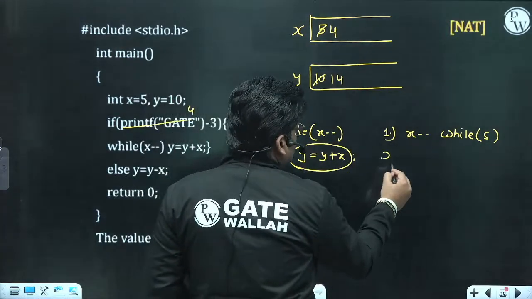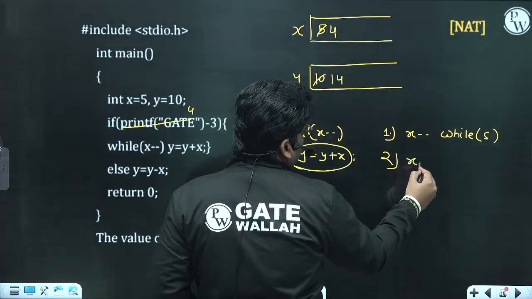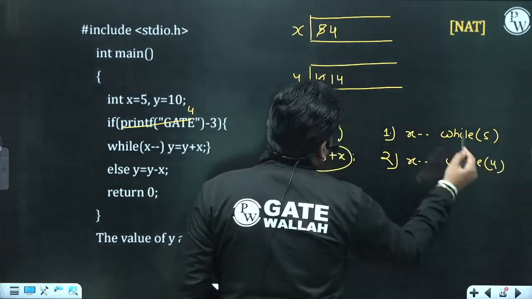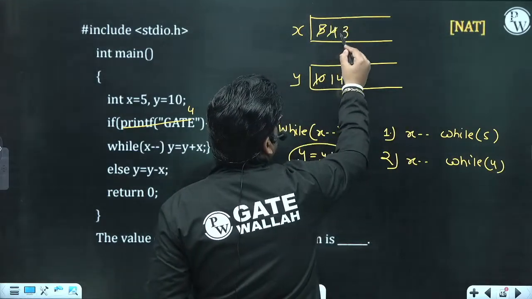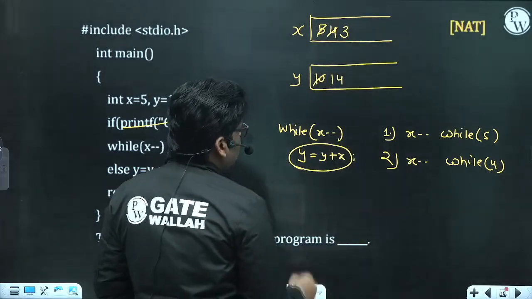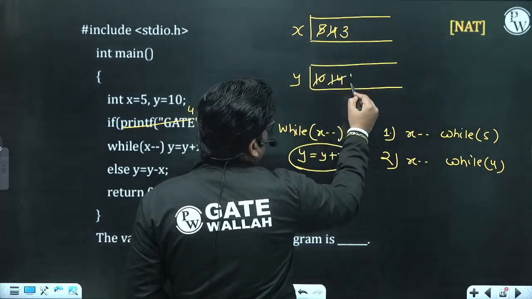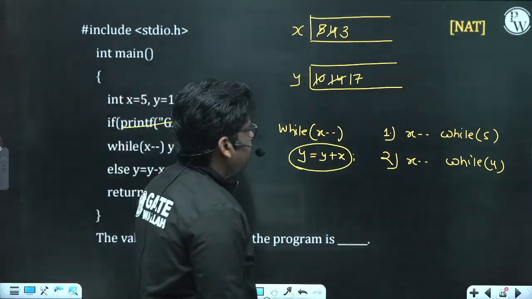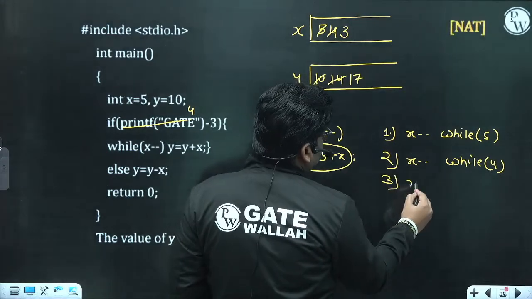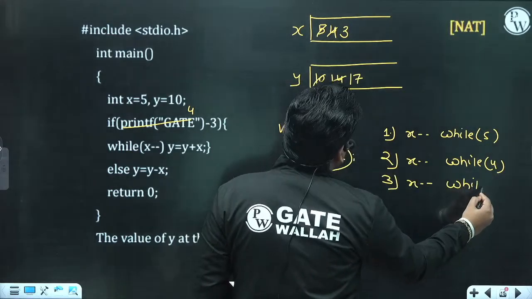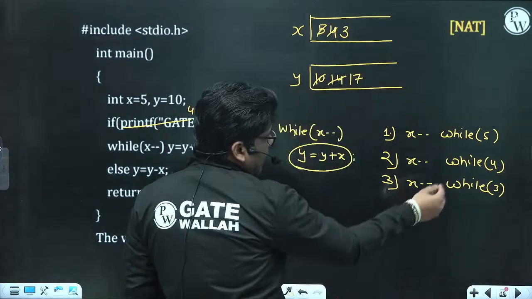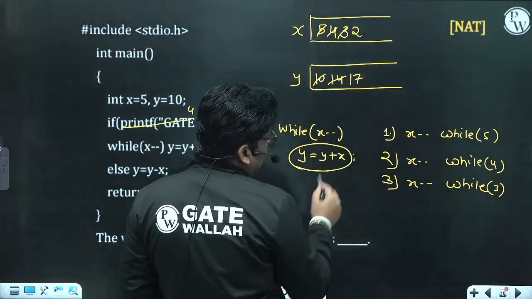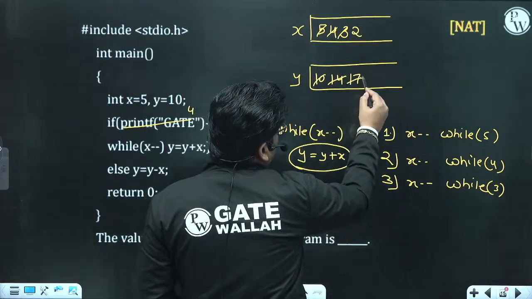Now the second time when you try to find x minus minus, actually it is saying while 4. Okay, sir. After this condition checking, this becomes 3, and now you are saying y is equal to y plus x. So can I say it becomes 17? Yes, sir. Now again when you go to x minus minus, actually you are saying while 3 is true, but just after this it becomes 2, and now you are saying y is equal to y plus x. So let me make it 19.